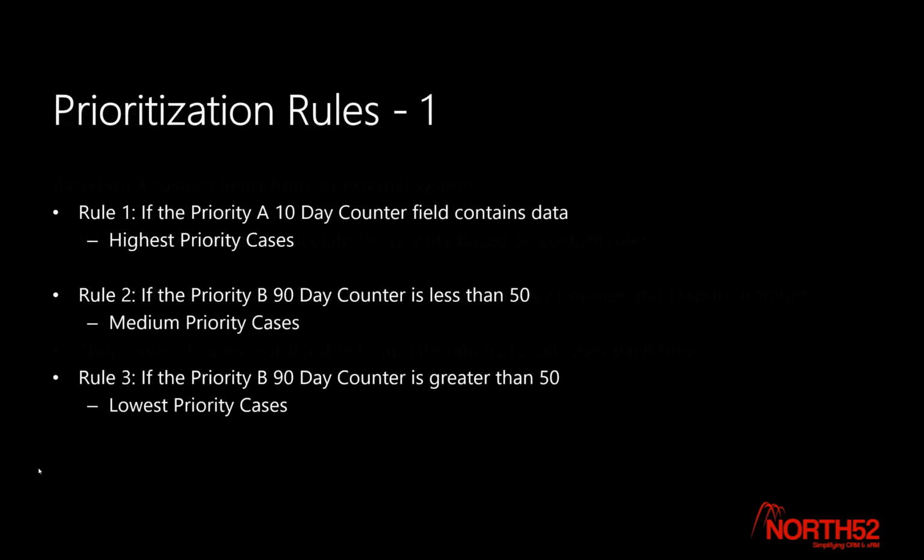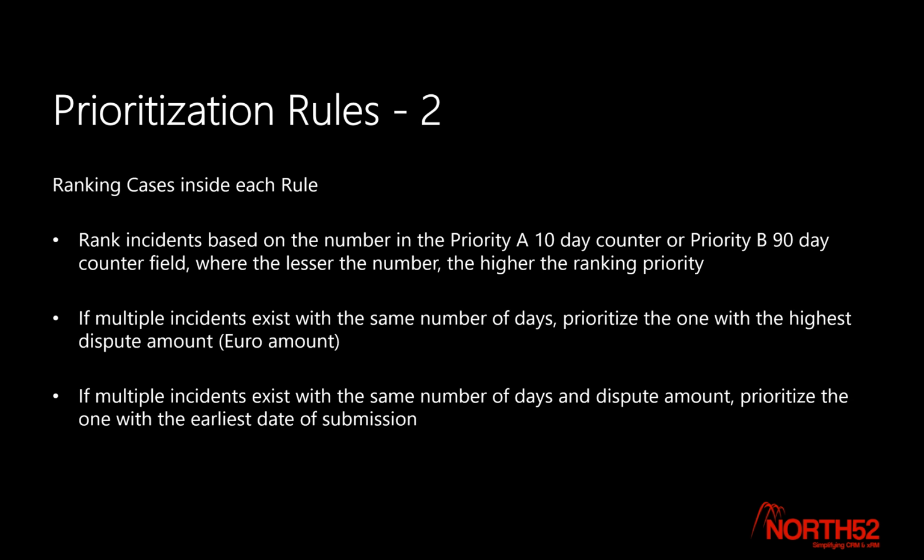The priorities are broken down into 3 rules. If priority A 10-day counter field contains data, then those cases have the highest priority. If the priority B 90-day counter contains data and the value is less than 50, then these cases are the medium priority. Finally, if the value in the priority B 90-day counter is greater than 50, these cases have the lowest priority. For each rule, the following subrules apply.